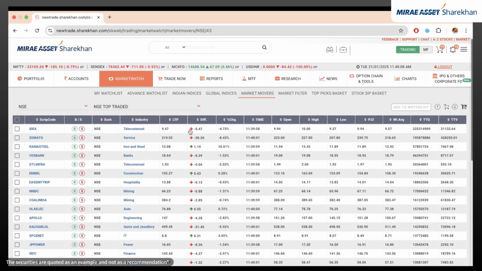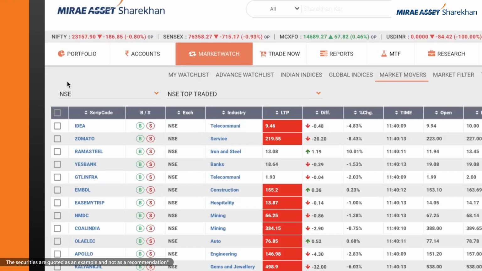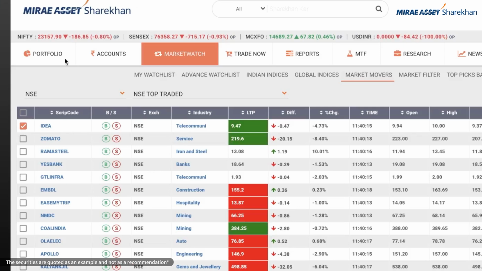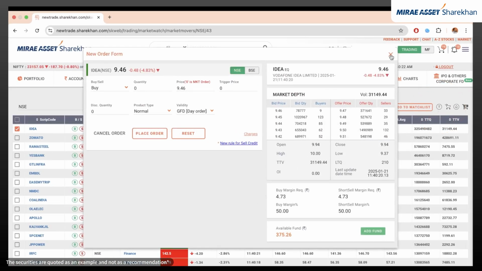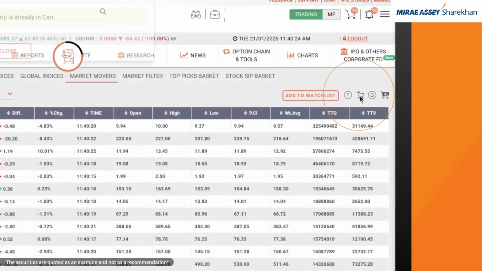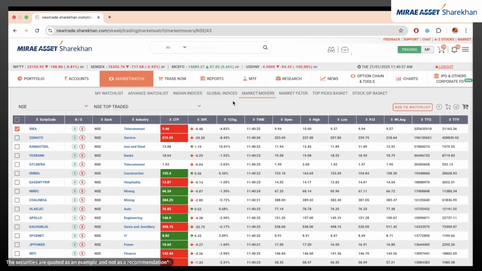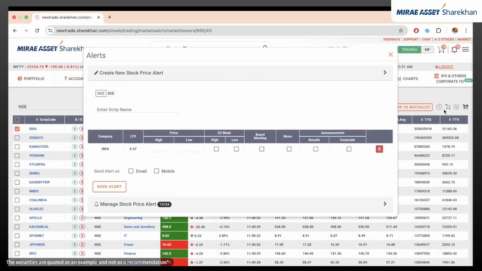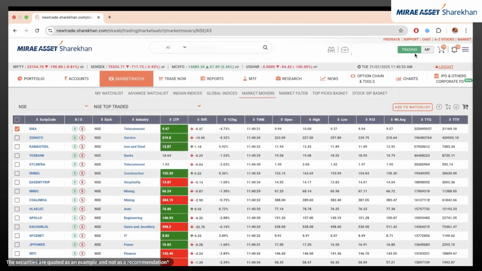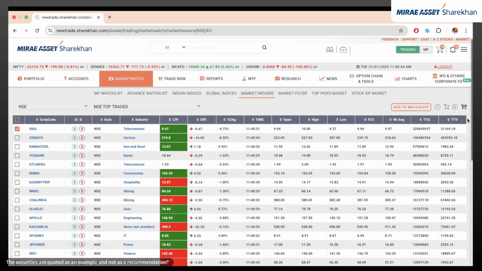What's more, you can also place orders directly from here. Just select the stock in which you want to trade and click on this T icon. You can also select the stock and add the stock to the cart. You can also set alert as well as start stock SIP directly from Market Movers. So scan stocks using Market Movers today.